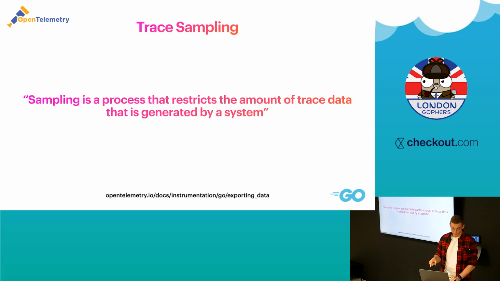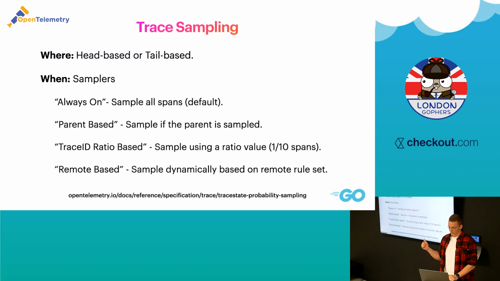But to reduce costs, there is something you can do with trace sampling. Sampling is the process that restricts the amount of trace data that is generated by a system. If systems are operating normally, then there's not a lot of useful information generated by a trace. What might be useful is when something goes wrong, because at least then you can dig in and understand why that went wrong. Trace sampling is a mechanism to reduce the overall volume of telemetry and instead focus on things that might be important. So where to sample?